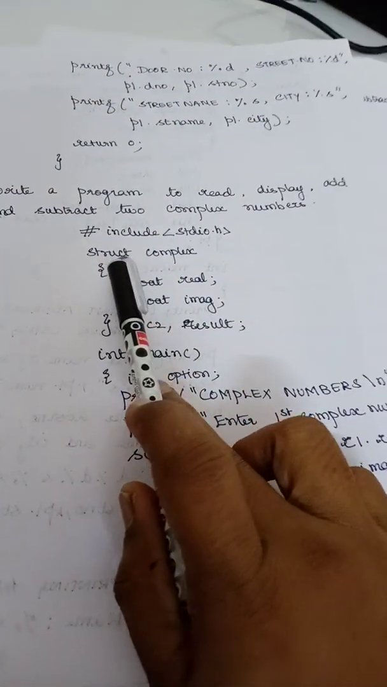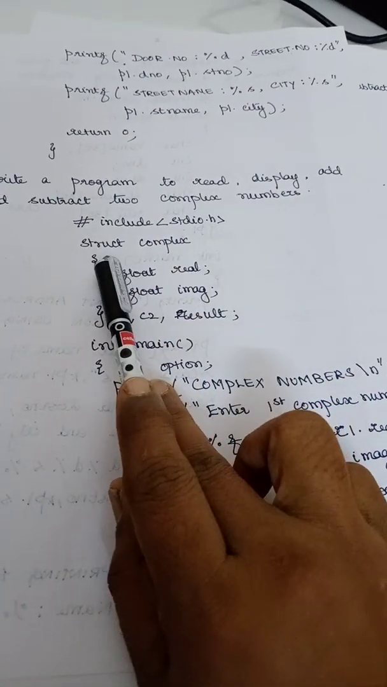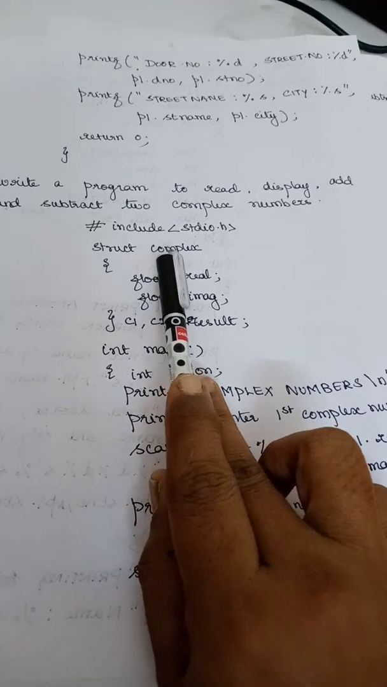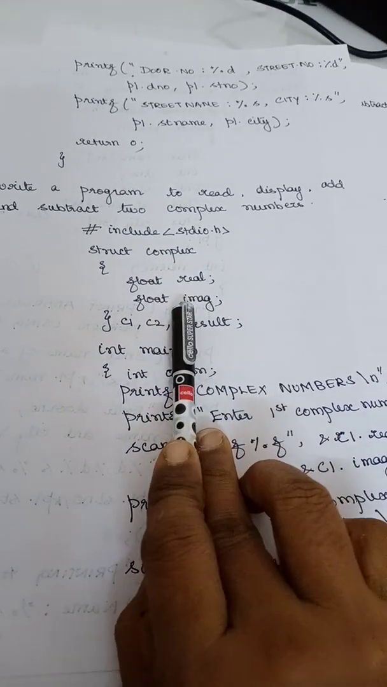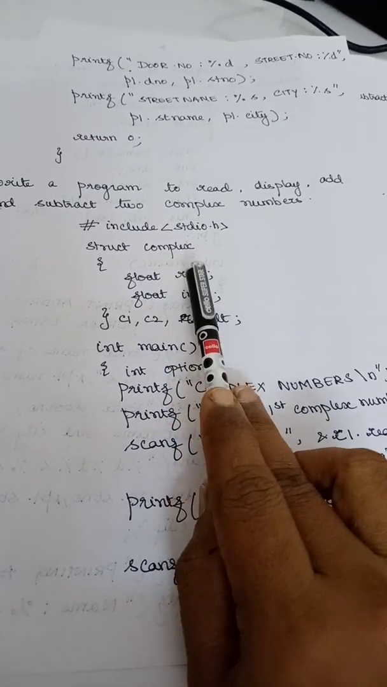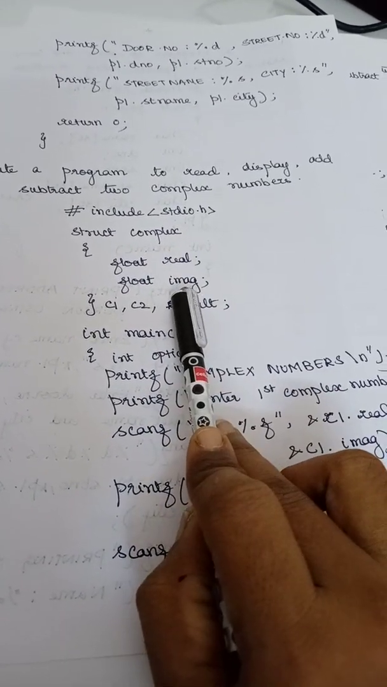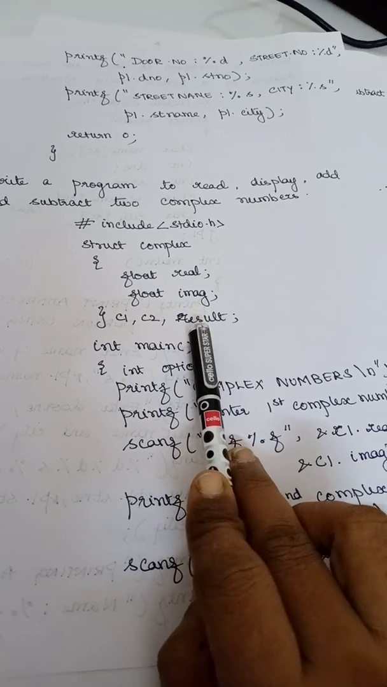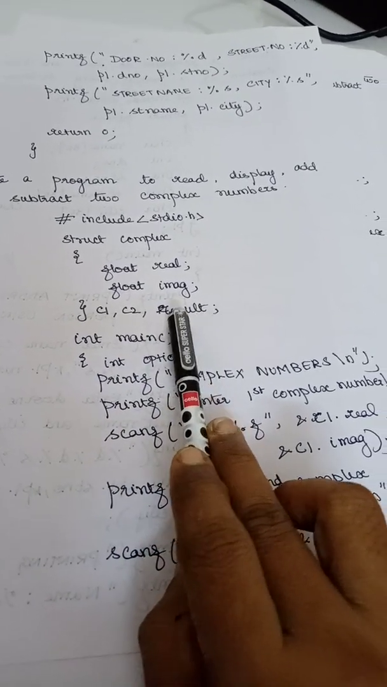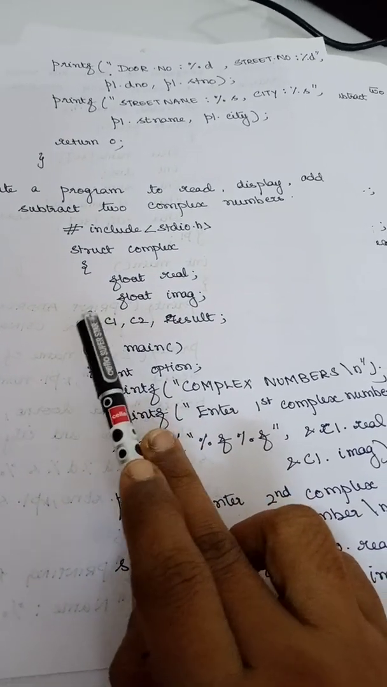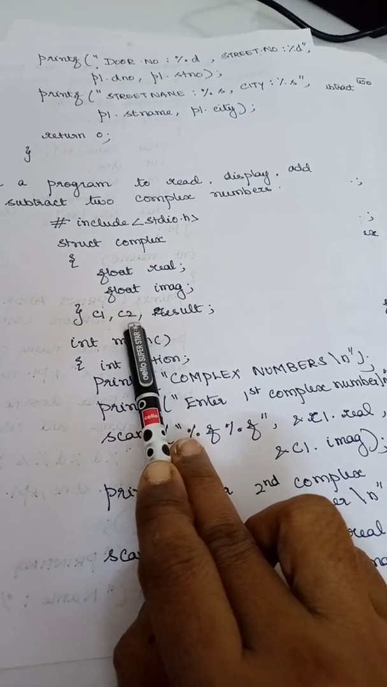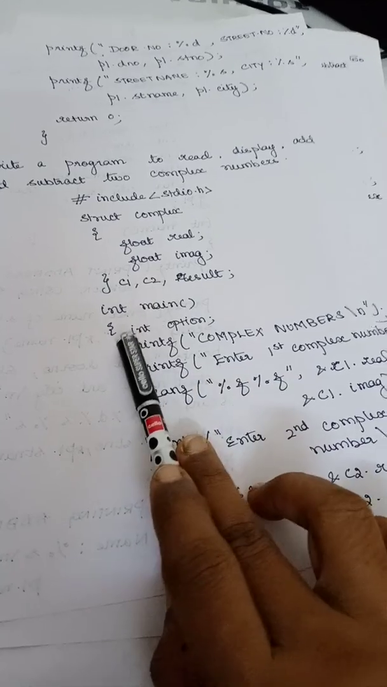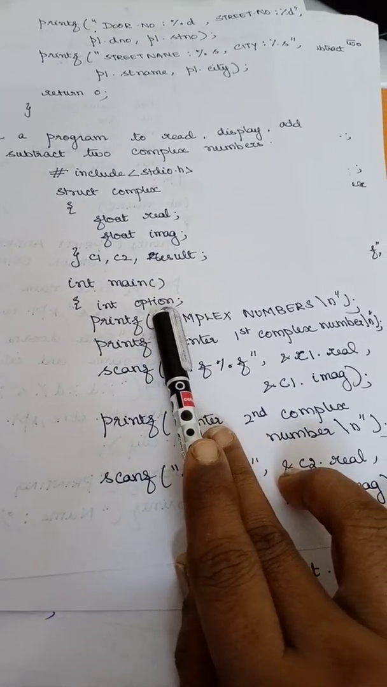Since it is using structure, I have used a keyword called struct, and I have created a structure called complex. You already know a complex number will have two parts, real and imaginary. So I have real and imaginary, both can be float. Since I need two complex numbers and the result, I have three variables of type complex, because each one is going to have a real and imaginary part. Now in the main program again I have to get the option from the user.